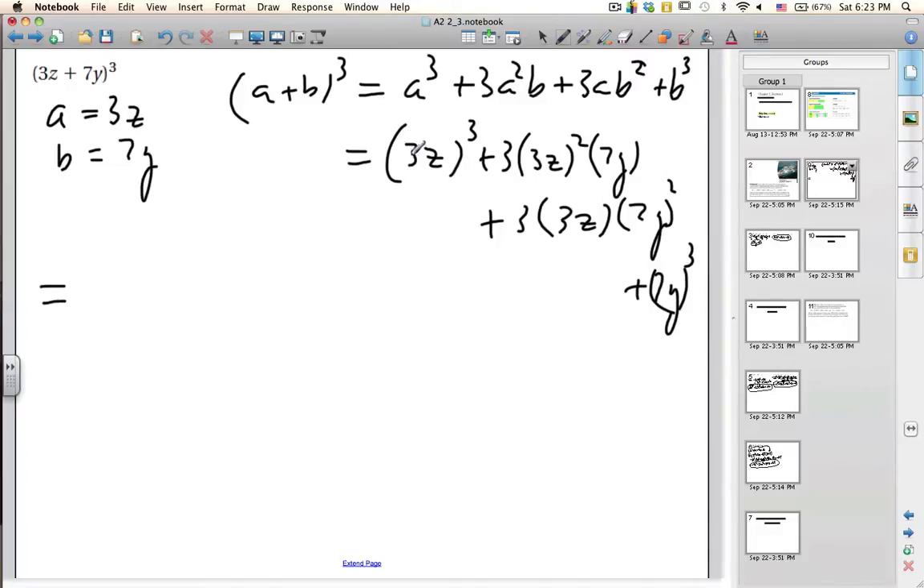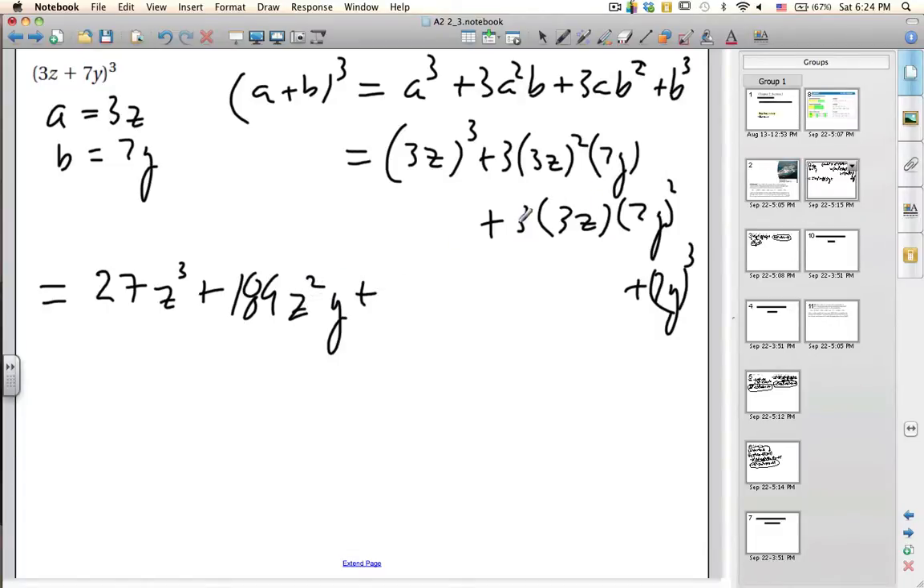(3z) cubed, I'm going to cube 3. 3 cubed is 27, and z cubed is z cubed. Plus, here this is going to be complicated, I'm going to have 3 squared, which is 9, times 3, which is 27, times 7. So 27 times 7 is 189. So I have 189, and I have z squared and y.